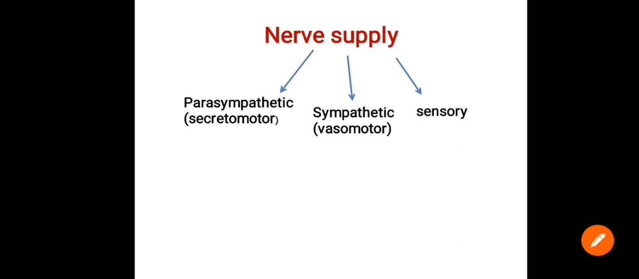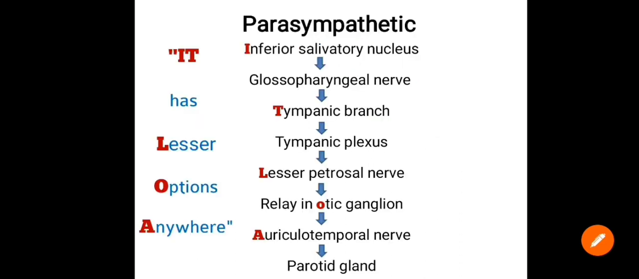But coming to the nerve supply, it is not the facial nerve that is supplying the gland. The facial nerve is just passing through the gland without supplying any of its structures. The nerve supply of the parotid gland is actually divided into 3: there is a parasympathetic, a sympathetic, and a sensory supply. The parasympathetic is very, very important. So let's see how the parasympathetic nerve supply starts.